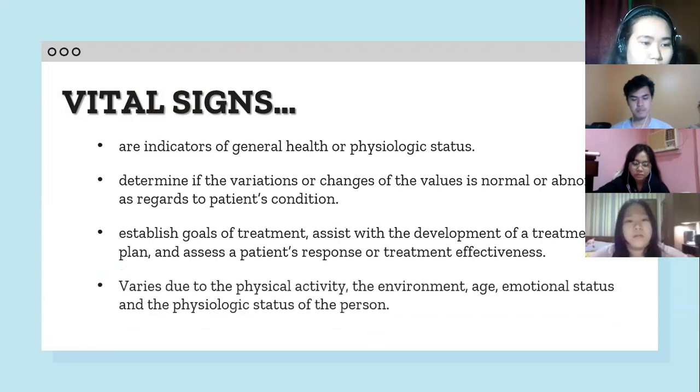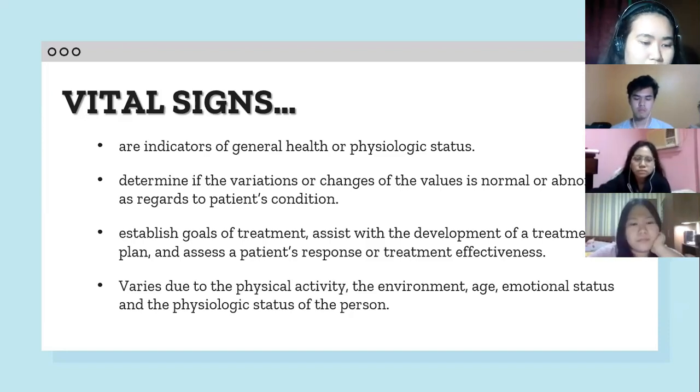You can see now a person's vital signs may increase or decrease depending on the physical activity, the environment temperature, the entire environment, the person's age, the emotional status of the person, and the physiologic status of the person. The physiological status that I'm saying includes disease, trauma, the use of medications, and if there is illness.